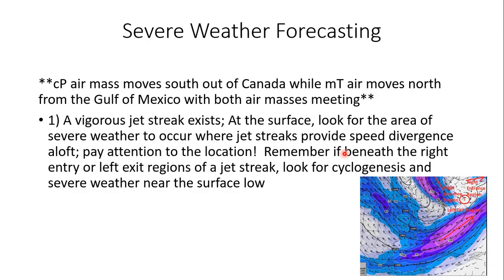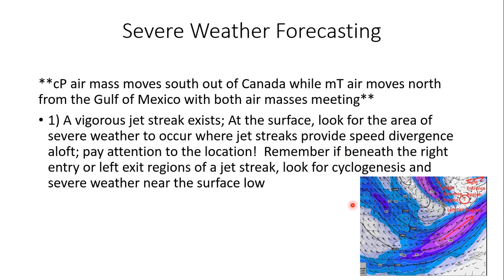Right, so I'm going to end today's training on severe weather forecasting. Some of the main thoughts about severe weather forecasting, what to look for. Continental polar air mass is generally going to move south out of Canada during the wintertime, and then you're going to have a maritime tropical air mass moving north from the Gulf of Mexico. Eventually, these air masses are going to meet. That air mass contrast along a frontal boundary is going to serve as potential energy.